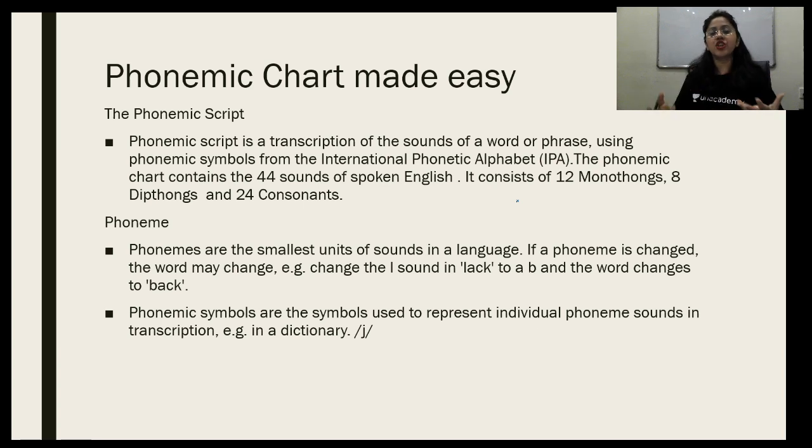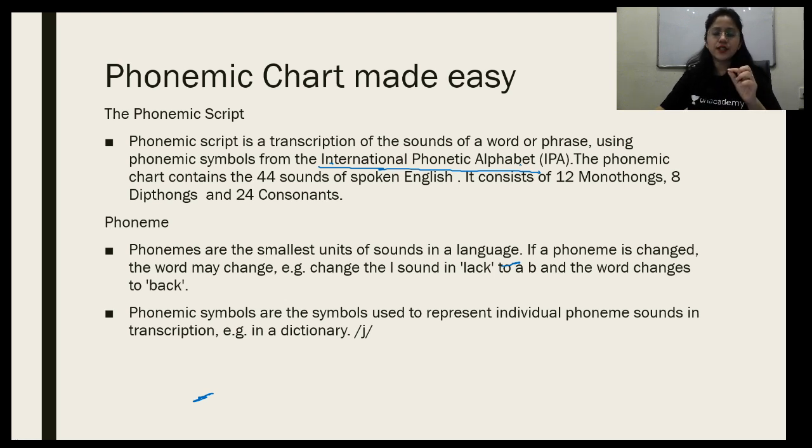Now, the phonemic chart is very interesting. It is a transcription of the sounds of a word or a phrase using phonetic symbols from the International Phonetic Alphabet, called the IPA. So, you've got the British pronunciation and the American pronunciation. It's very important to understand that the best thing would be for you to have a neutral accent. That means to focus only on speaking in a correct manner.